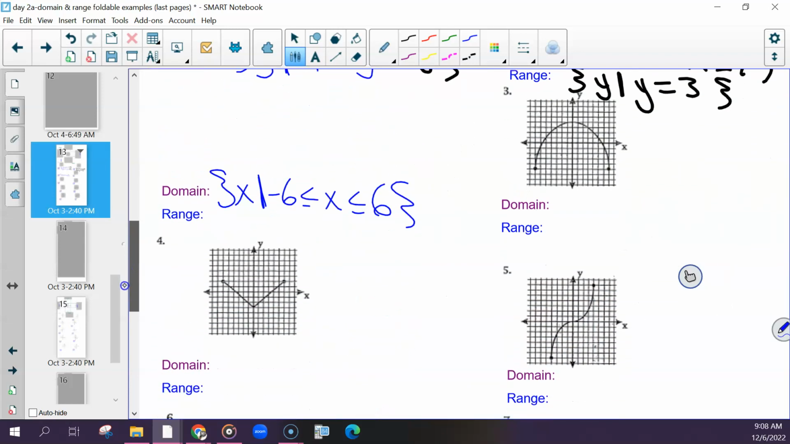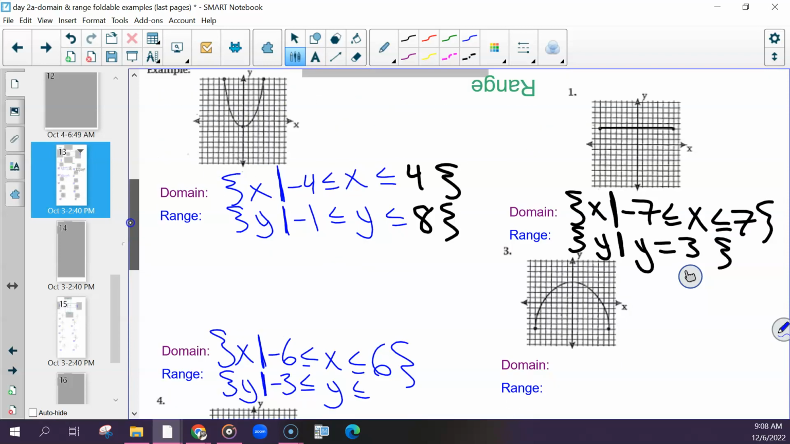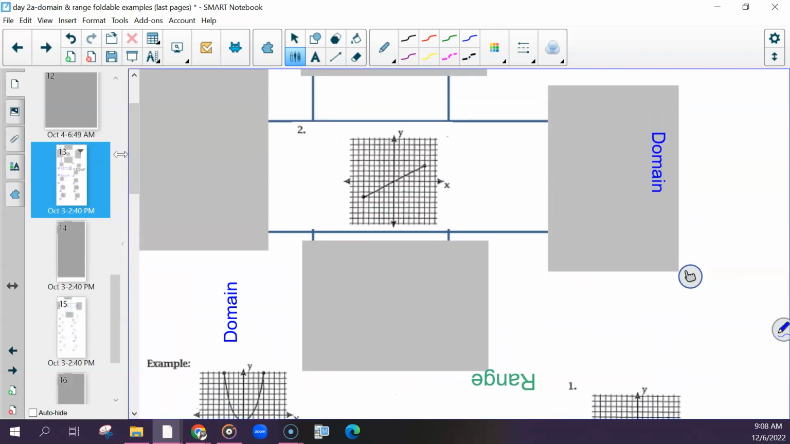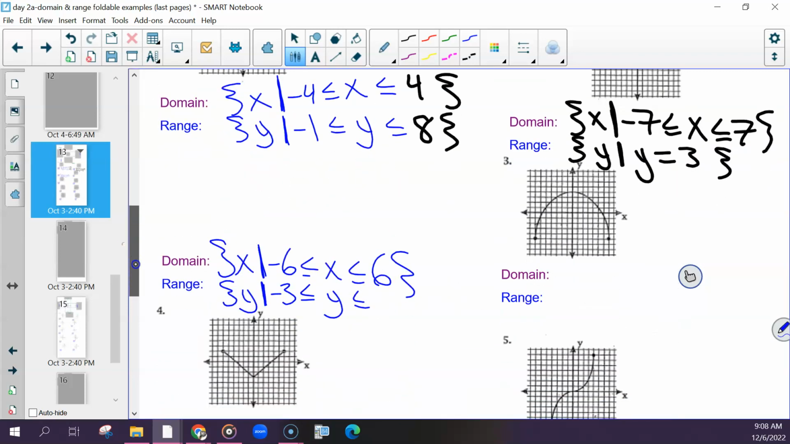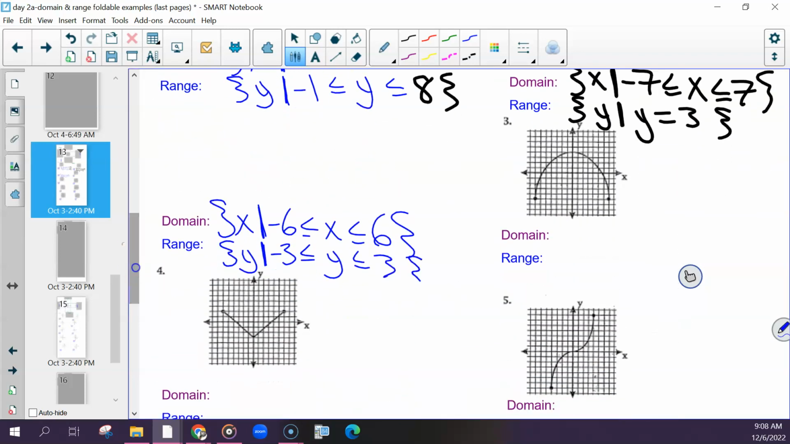So how would we start writing that? Curly bracket y, -3 is less than or equal to x. Would it be x? I mean y, sorry. Less than or equal to 3. So if we ask ourselves what is the highest point, we go up 3, that is our highest, and then curly brackets.